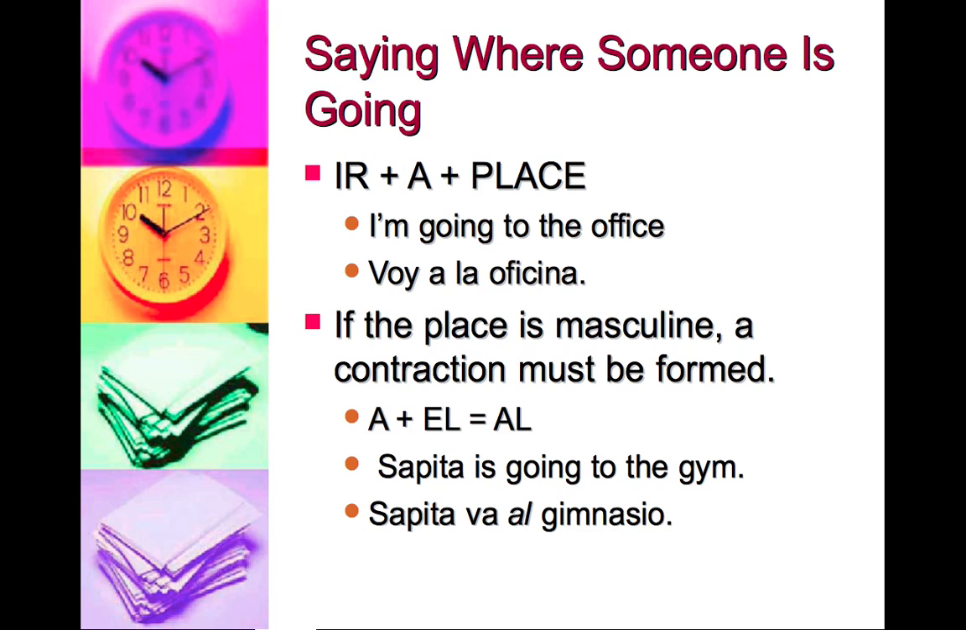So I have the example there. Sapita is going to the gym. Sapita va. Va agrees with Sapita because it's the she form, and then va al gimnasio. Okay? Any questions so far? All right? Okay.